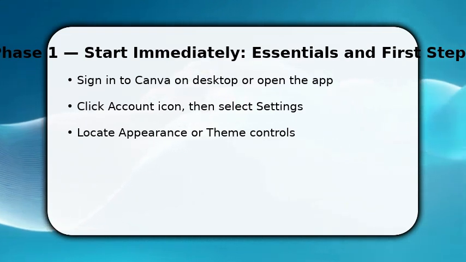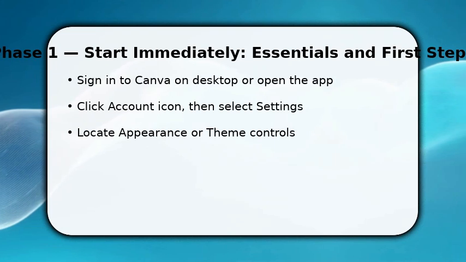Make sure to distinguish app versions. Desktop, web, and mobile app place Appearance slightly differently. If you're on mobile, open the side menu and tap Settings. Now you're ready to change the visual mode.